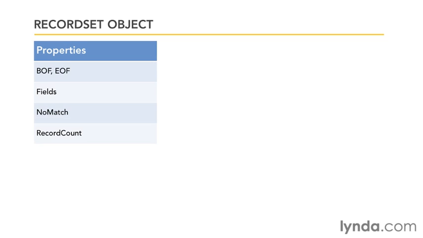And speaking of the Recordset object, you will use this object a lot when you analyze your table data. The recordset's most commonly used properties are BOF and EOF, beginning of file and end of file, so you can identify where the data starts and where it ends. Fields, which are a collection of the fields or columns in your tables. NoMatch, which identifies whether a find function was able to locate data that meets criteria. And then finally RecordCount, which tells you the number of rows in a table.